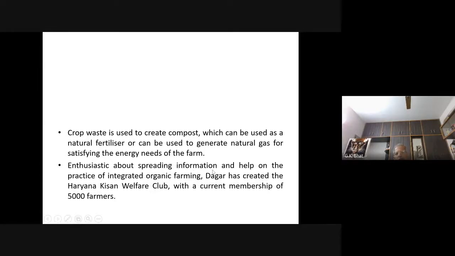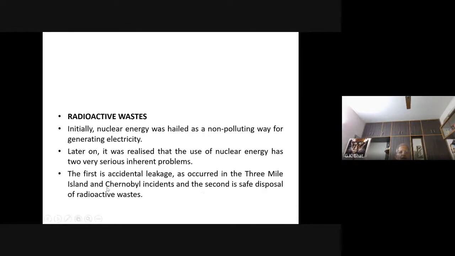Enthusiastic about spreading information and help on the practice of integrated organic farming, Dagar has created Haryana Kisan Welfare Club with a membership of 5,000 farmers in 2006. Not now, 5,000 farmers at that time. By this time, it might have crossed 5 lakh.